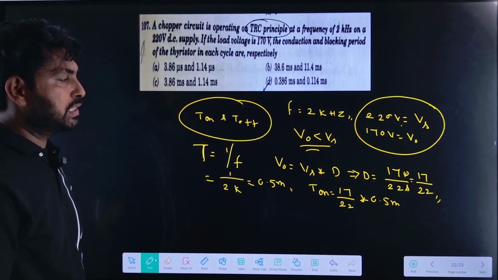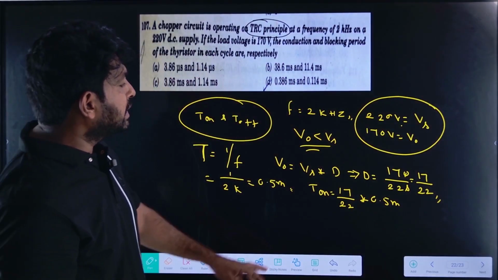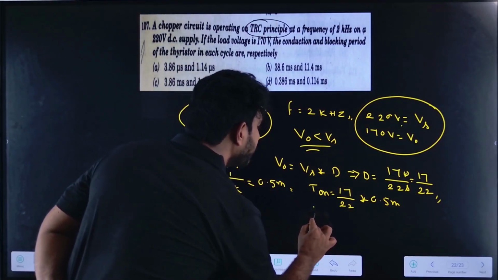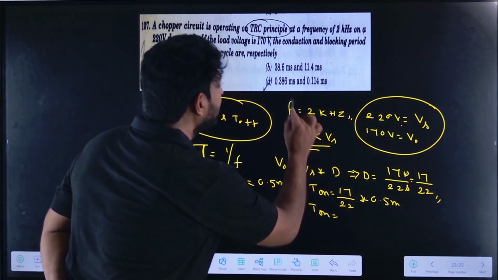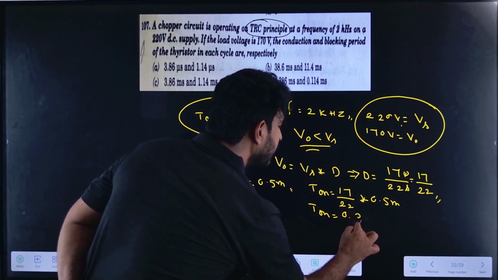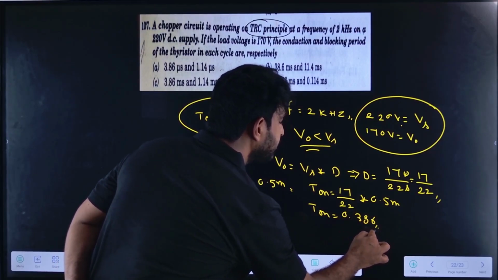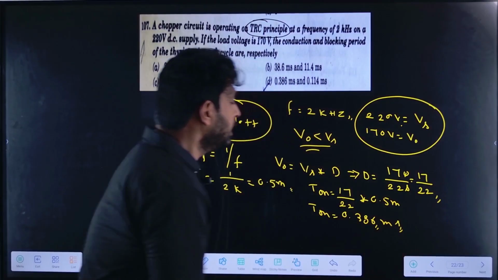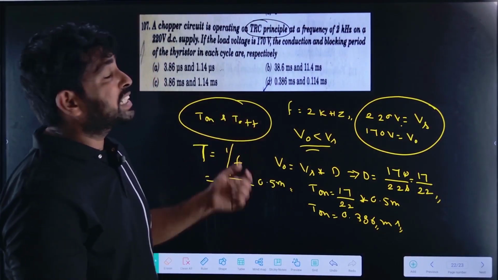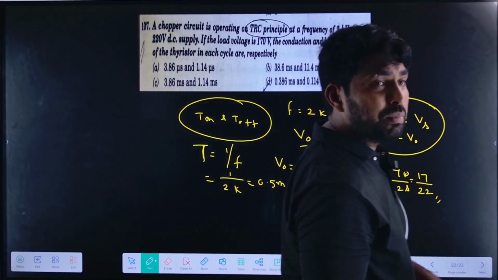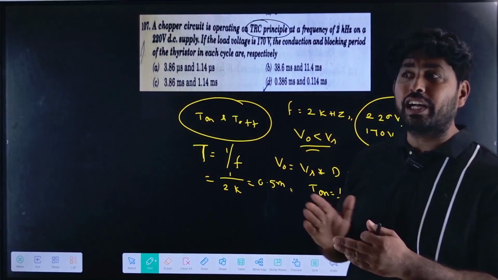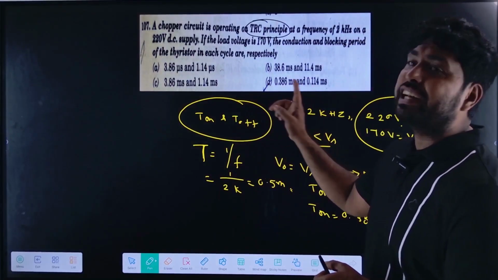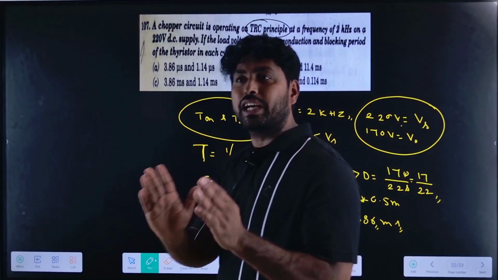0.5 milliseconds. So if I find that, I will get the T on as 0.386 milliseconds. So now we got the T on, which is the time ratio control. Which is nothing but the total time is constant. The total time will not change. T on can be changed. Only T on will be changed. The total time is constant.